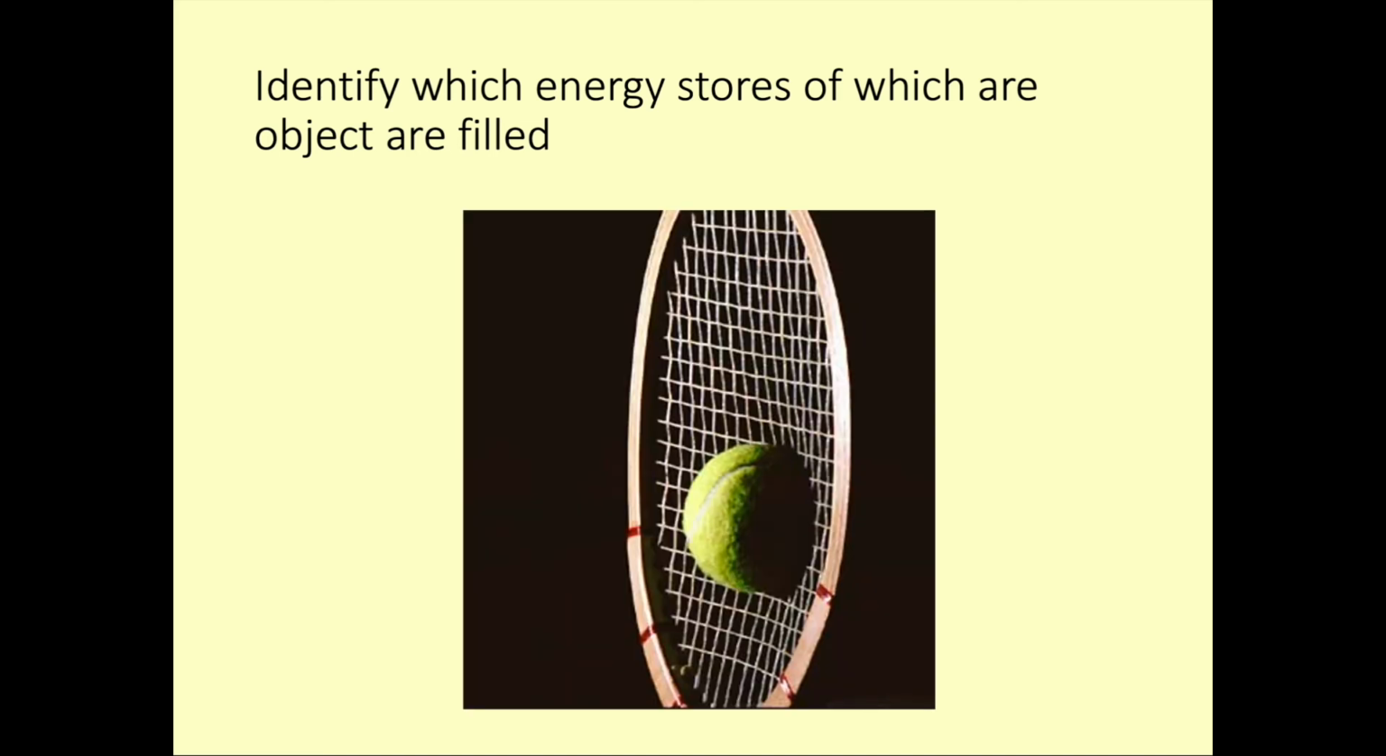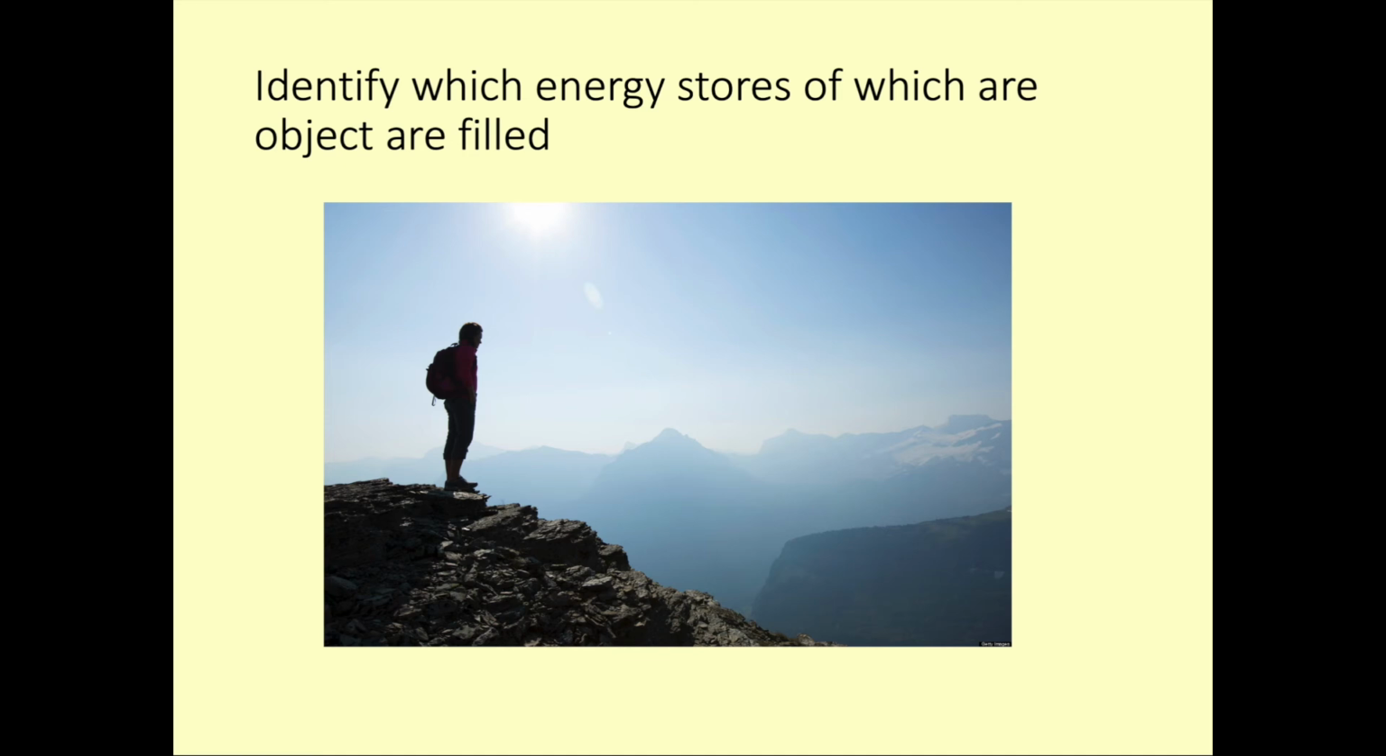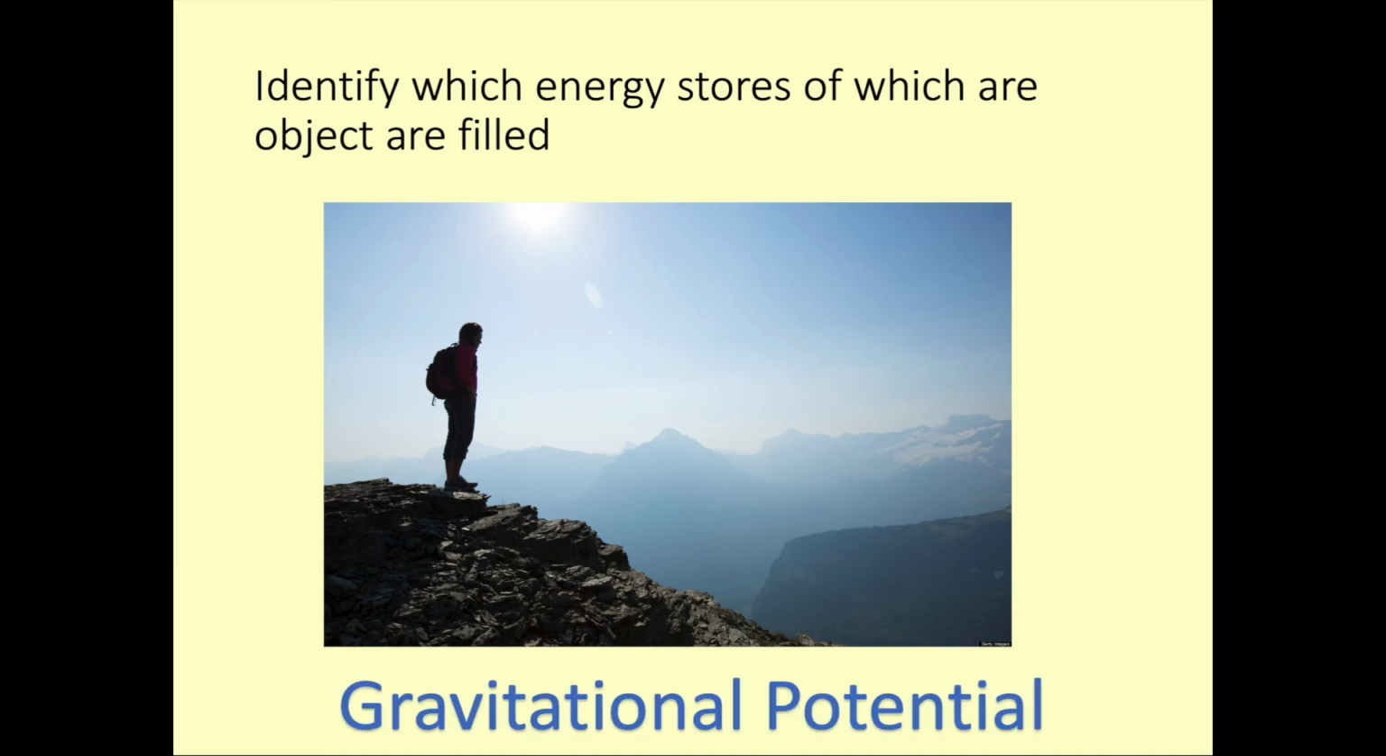Okay, next one, tennis racket and ball. Pause the video to have a longer think. And this is elastic, both in the ball and the racket. So the ball will get slightly compressed, but you can see the face of the racket is being stretched backwards. And so again, it's being stretched and therefore it's elastic. This one, traveller at the top of a mountain. Pause the video to have a think. And this is our gravitational potential because standing above the ground.